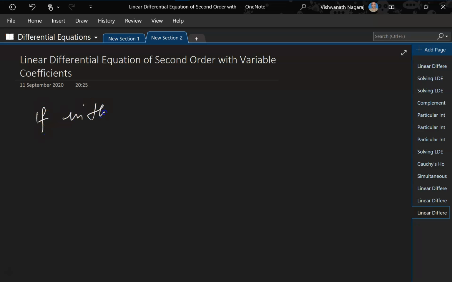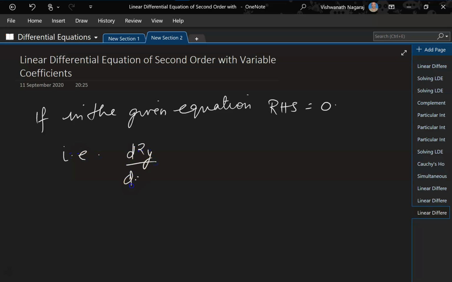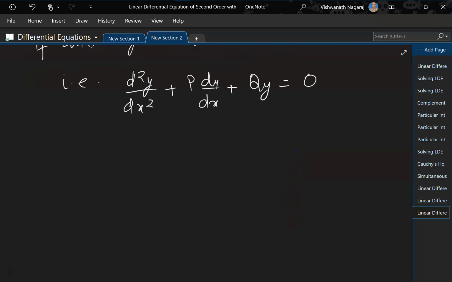If in the given equation RHS is equal to zero, that is our equation is d square y by dx square plus p dy by dx plus qy is equal to, previously we have seen R, now it is zero. So in such a case, what will happen?